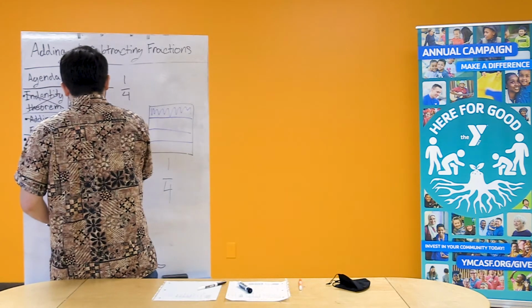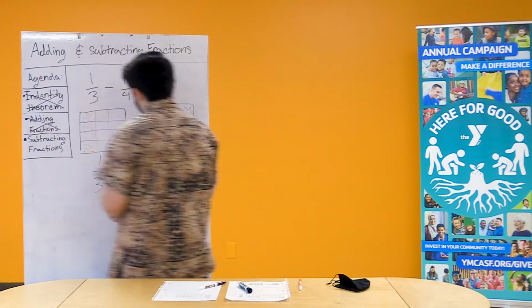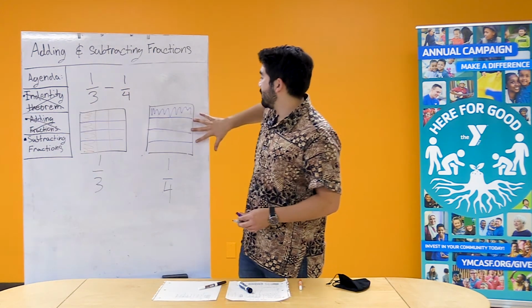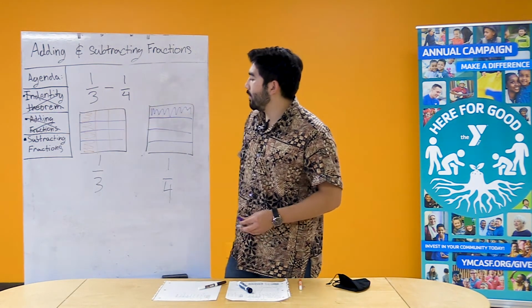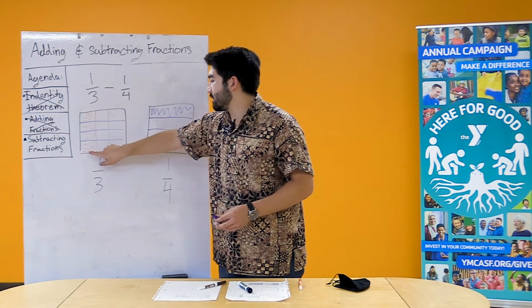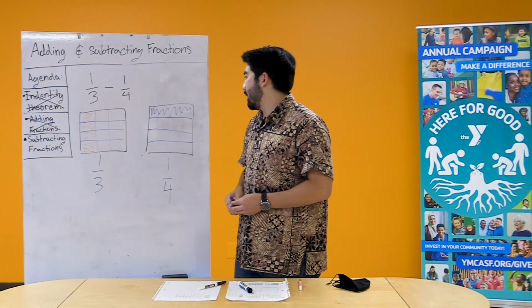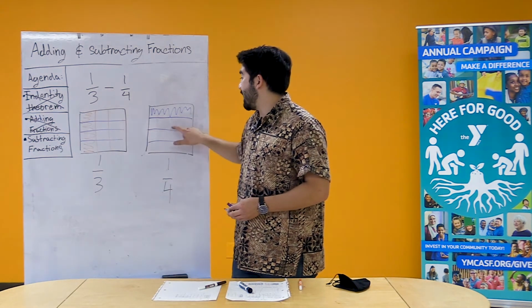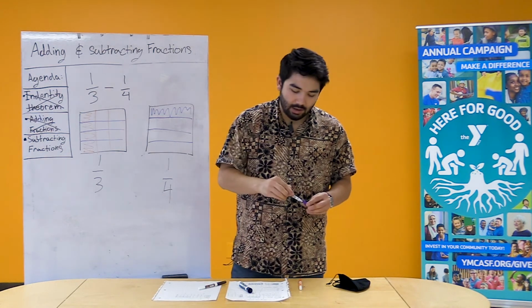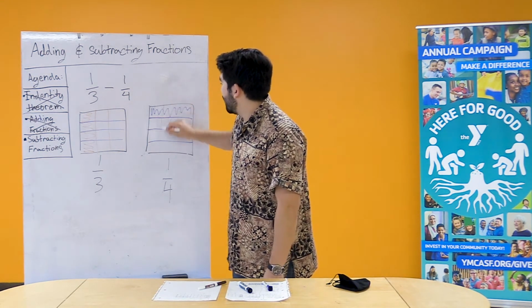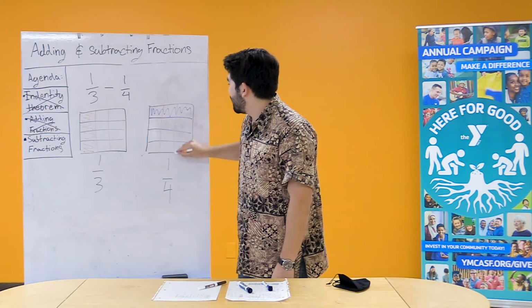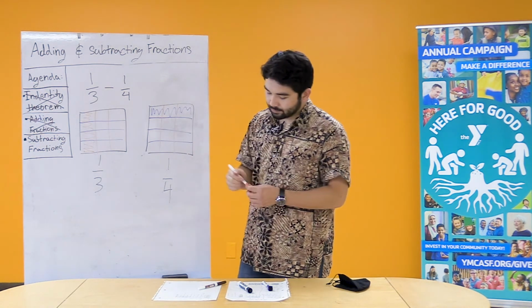So 1, 2, 3, 4. What I did, I took these 3 lines and put them over here. So now we have 1, 2, 3, 4, but we still have our 3 sections too. So 1, 2, 3. And what I'm going to do is do the same for this over here. So I'm going to add our 3 sections to this side. So 1, 2, 3, 1, 2, 3.